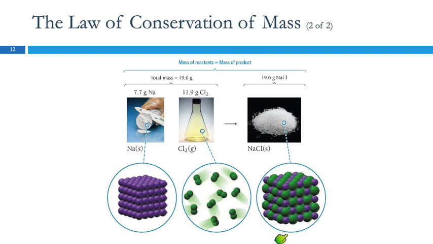So sodium chloride is alternating sodium and chloride ions. If you take the mass of sodium and the mass of chlorine that reacted and add that together, in this example, 19.6 grams, and if you measure the amount of sodium chloride produced, also 19.6 grams. Mass doesn't change in a chemical reaction. We say mass is conserved.